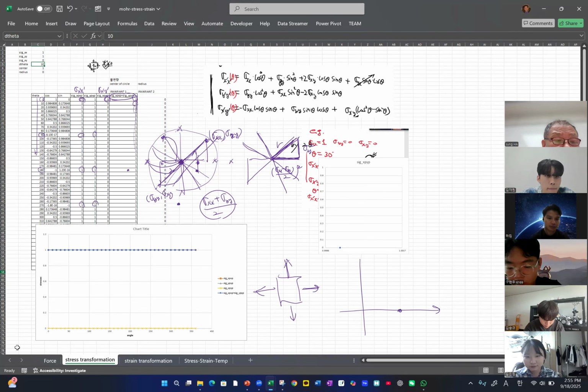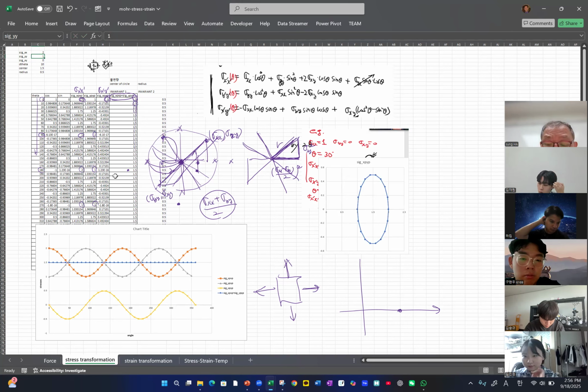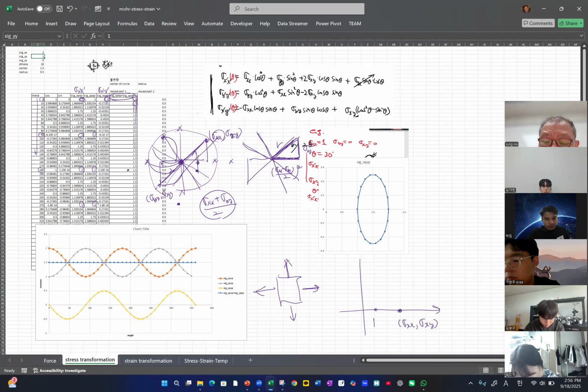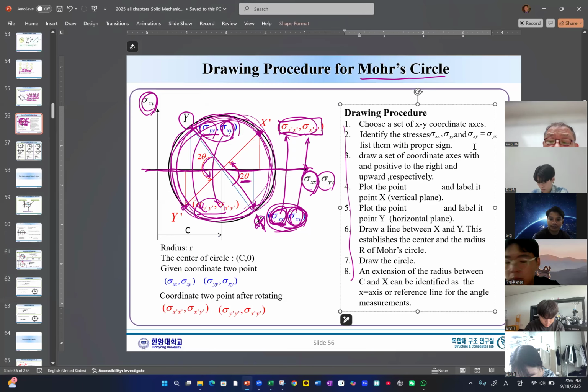A little bit complicated to understand. Let's start with a little bit easier one, 2 and 1. So this is sigma xx and sigma xy, and this term is sigma yy, and this is sigma xy, and we call them x and y. Remember the procedure we explained here. We choose the xy, and then this x.